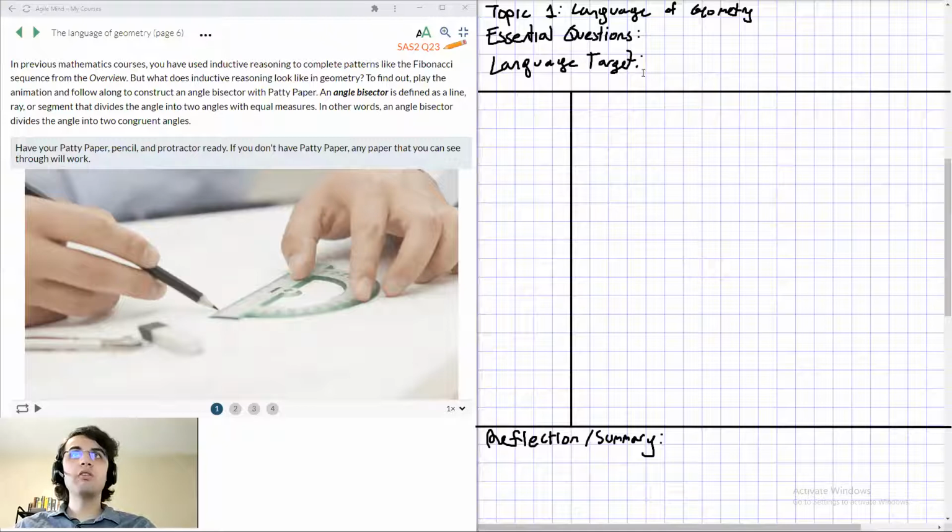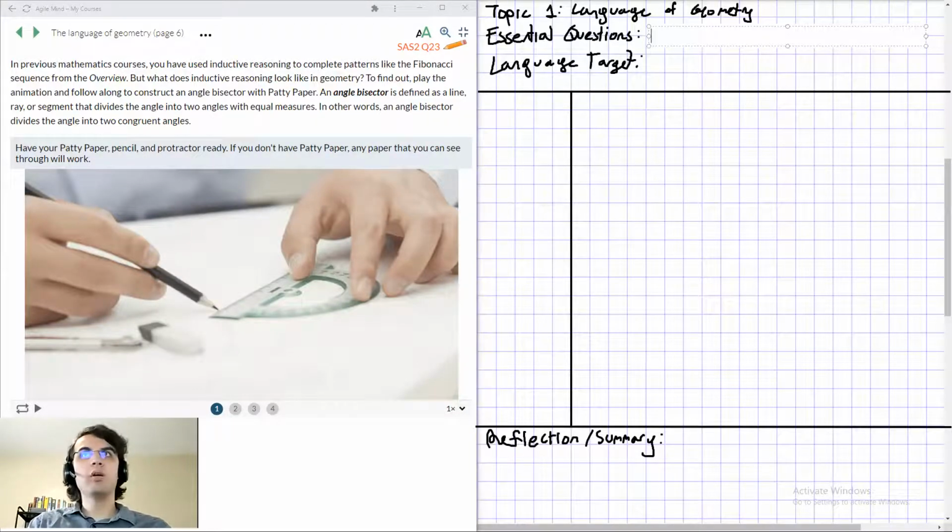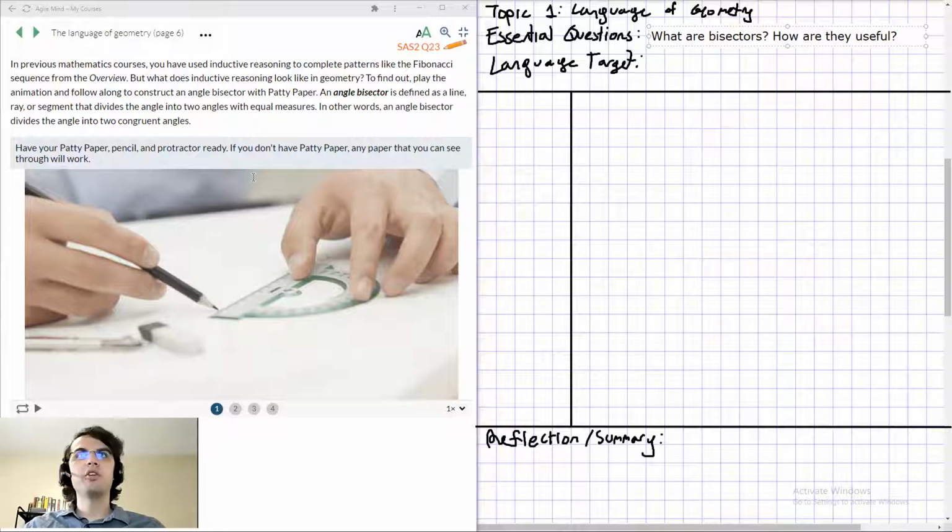So let's start with what is our essential question, right? Well, this video is about bisectors. That was our lesson, right? So my essential question, whenever I'm introducing a new topic, is often going to be, what is it and how is it useful to us, right? So in this case, that's going to be, what are bisectors and how are they useful, right? Boom, right off the bat, got our essential question.